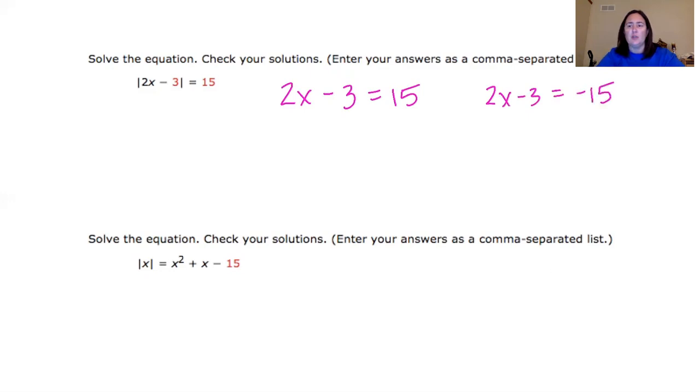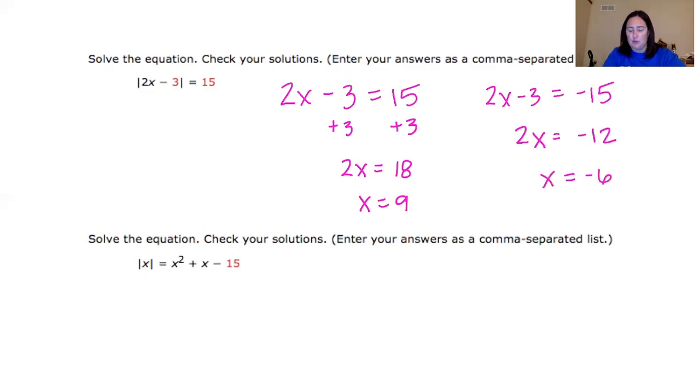So what you're going to want to do is solve both of these individually. So we're going to add 3 to both sides. We would have 2x equals 18. So x equals 9. On the next one, we'd have 2x equals a negative 12. And x would be a negative 6. So we would have two different solutions for that absolute value.